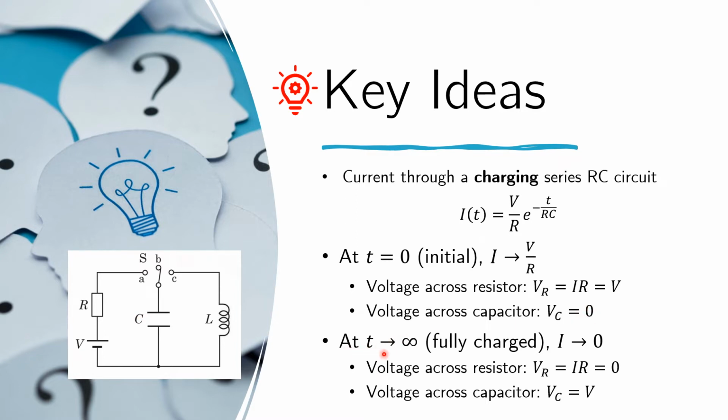Now, when the capacitor is fully charged, we think of it as when t approaches infinity. If we replace t with infinity here, we see that I approaches 0. Therefore, when the capacitor is fully charged, the current through the circuit is 0. And thus the voltage across the resistor, which is just IR, equals 0 because I is 0. Again, by Kirchhoff's law, the voltage across the capacitor must be V.